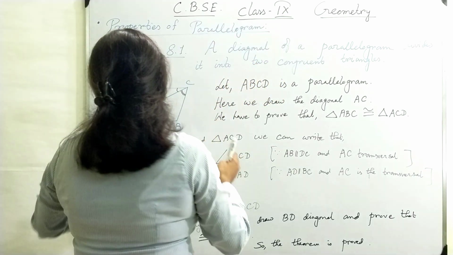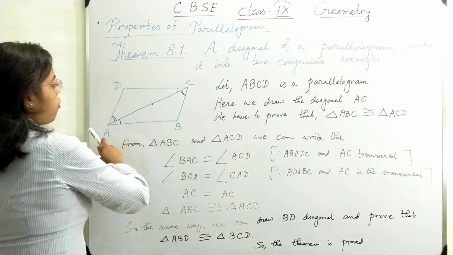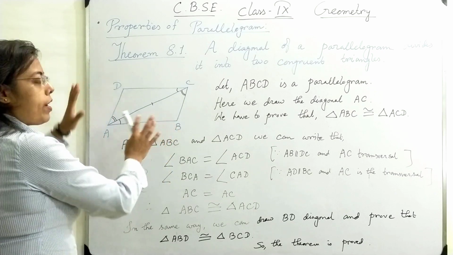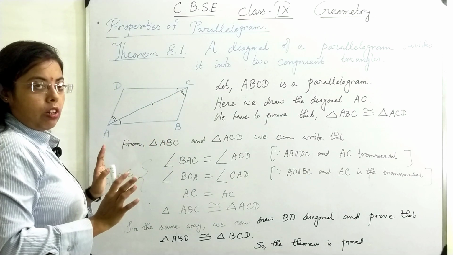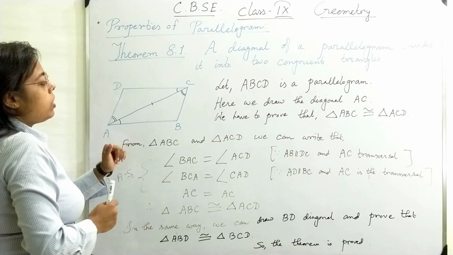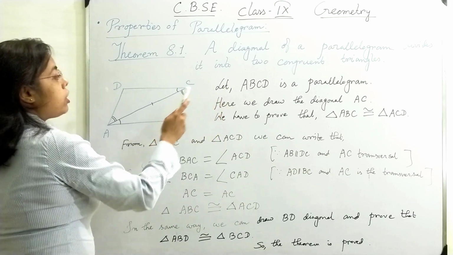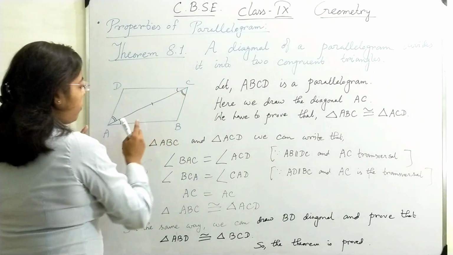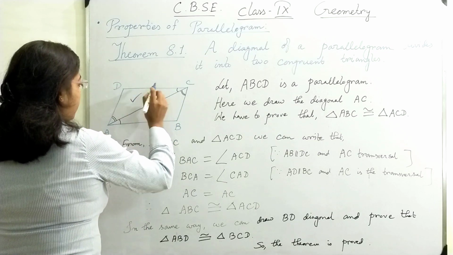Okay, so continue. Here is the parallelogram ABCD, and I have drawn AC, the diagonal. You may take BD, whatever. You may draw AC or BD as the diagonal, because there are only two diagonals in a parallelogram. Now see, what is the proof? A diagonal of a parallelogram divides it into two congruent triangles. When you draw this diagonal, you get two triangles, triangle ABC and triangle ACD.